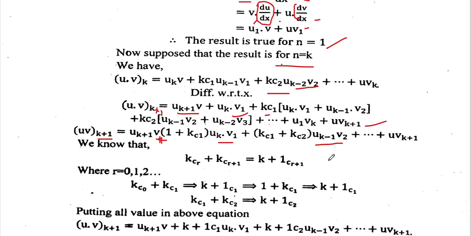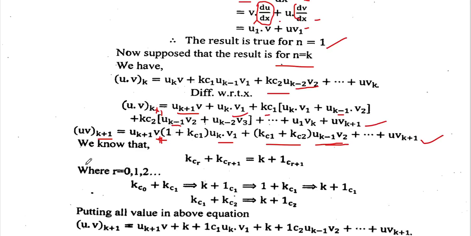Now take u^(k-1) v2 common from this and from this. So what is the remaining? If you multiply kC1, you will get kC1, plus this term kC2. So you can take u^(k-1) v2 common. The bracket term is kC1 plus kC2 into v2, plus and so on, and the last term will be u v^(k+1). In this way we can take the derivative.